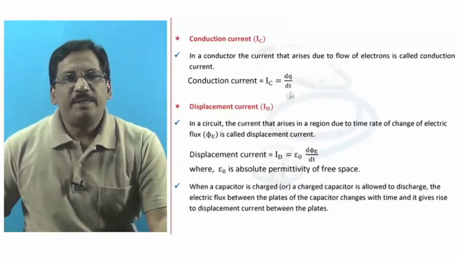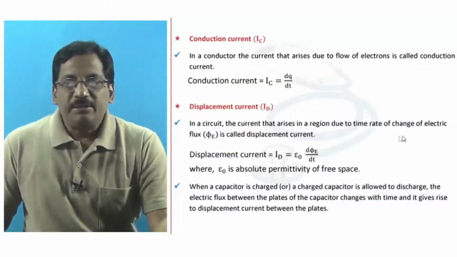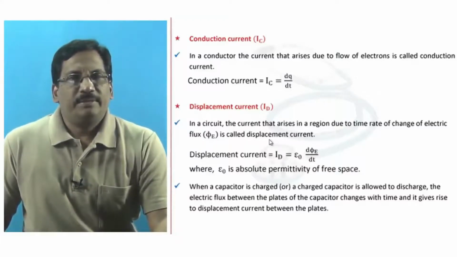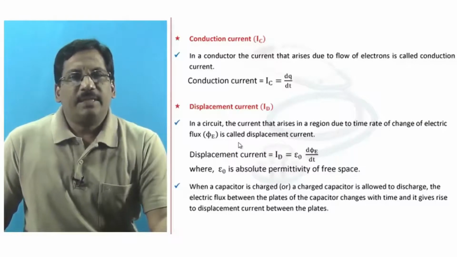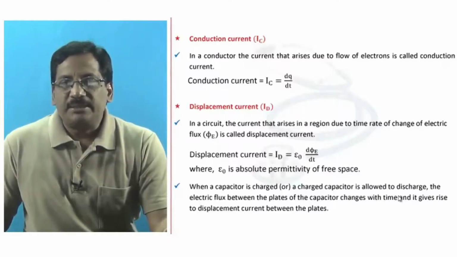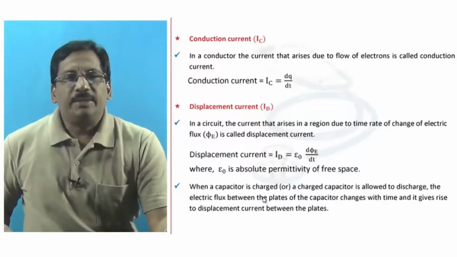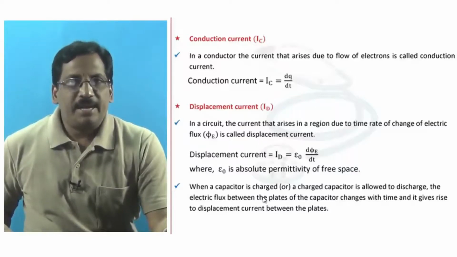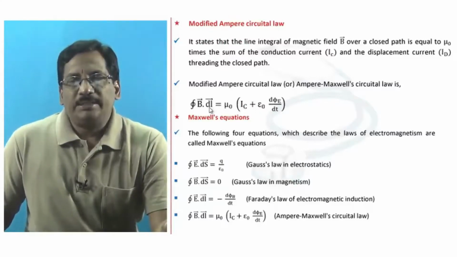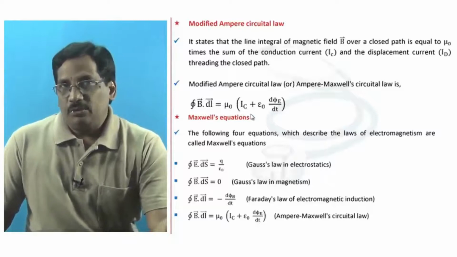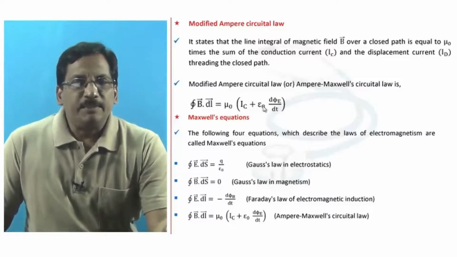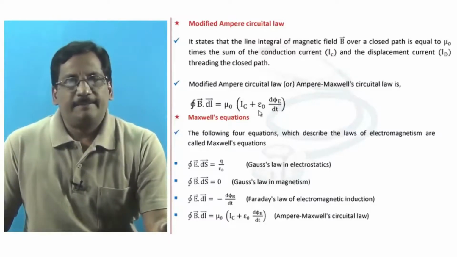Remember, displacement current arises due to the rate of change of electric flux in a region of the circuit. A better example is a capacitor: as a capacitor is charged, or a charged capacitor is allowed to discharge, a rate of change of the electric flux between the plates takes place, and that leads to the displacement current. So our modified form of Ampere circuital law is the integral of B bar dot dl bar equal to mu naught times the sum of the conduction current and the displacement current in the given closed path.